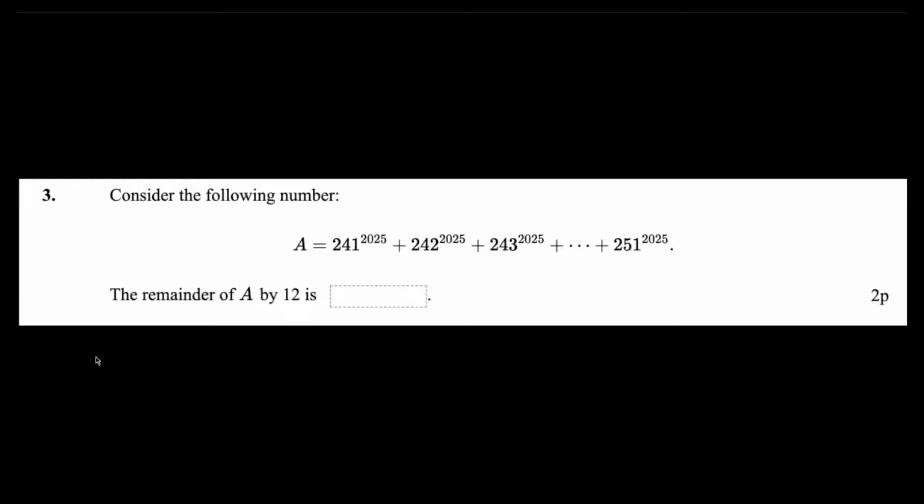Okay, so now let us go to the last question. Consider the following very, very huge number. We want to find the remainder of this number a by 12. So these kinds of calculations, don't fall into the trap that this number is horrible, yes? These calculations usually are very simple, especially at the level of your course.